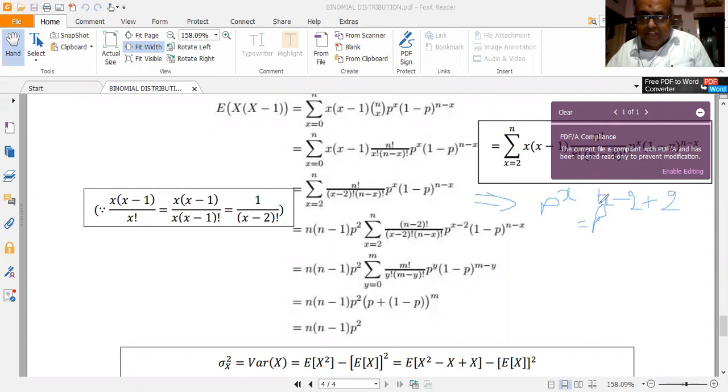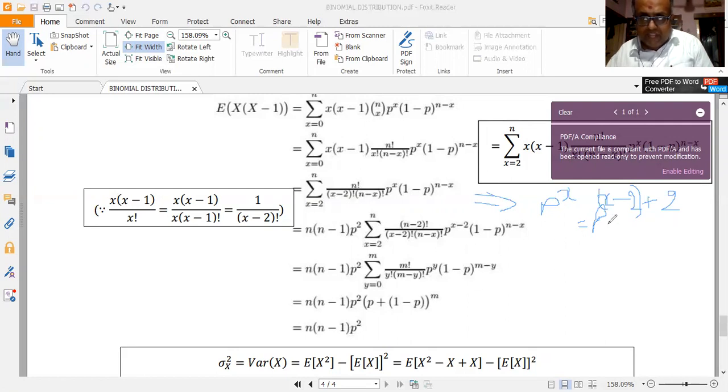So p to the power of x minus 2 I shall take separately, p squared I shall separately take it. For simplification purposes I am doing this. Now you may ask how n into n minus 1 came here, how p squared came here, right?